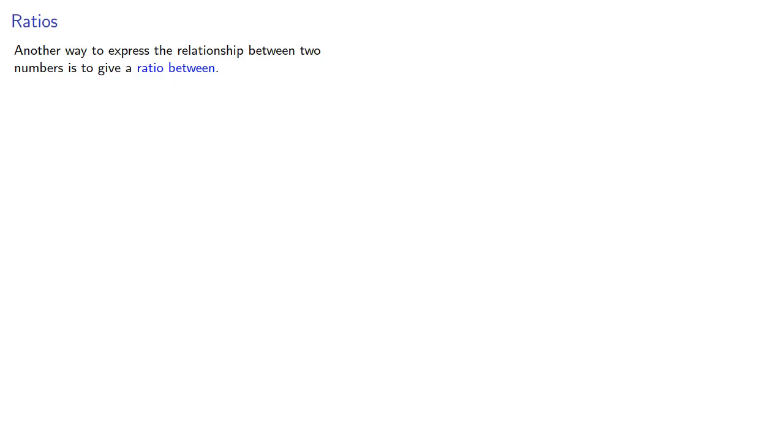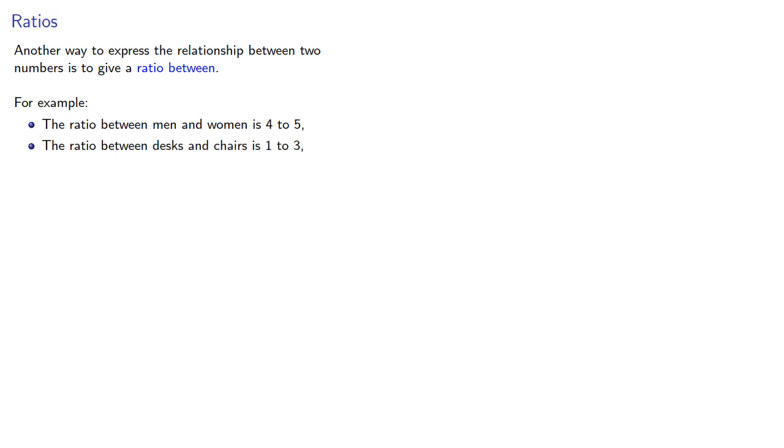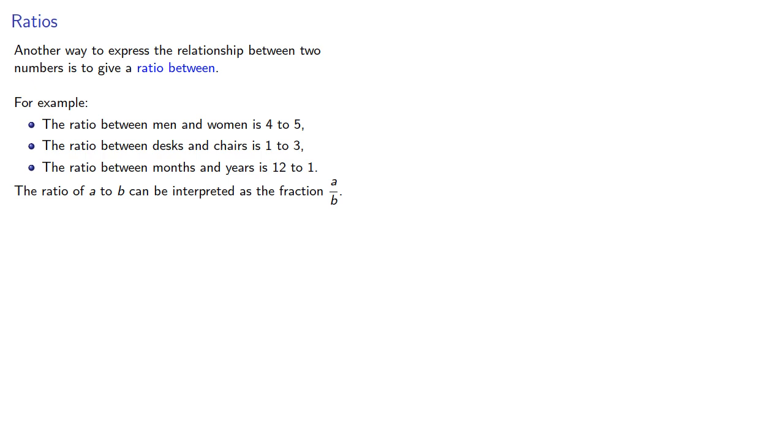Another way to express the relationship between two numbers is to give a ratio between them. For example, the ratio between men and women is 4 to 5. The ratio between desks and chairs is 1 to 3. The ratio between months and years is 12 to 1. The ratio of A to B can be interpreted as a fraction, A over B.